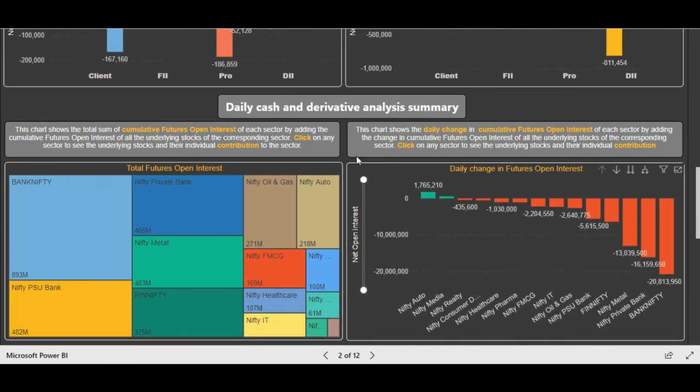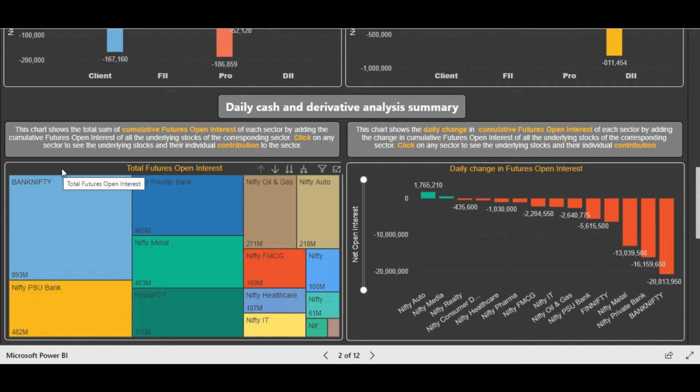So friends, now we come to the daily cash and derivative analysis summary. This is the chart on the left. You can see this tells you about the total sum of cumulative futures open interest of each sector. So what are we doing in this particular graph? We are summing up the cumulative futures open interest of all the stocks belonging to that sector. For example, in case of Bank Nifty, you already know there are around 15 banks in Bank Nifty. So the futures open interest of all those 15 banks will be summed up and shown as a number.